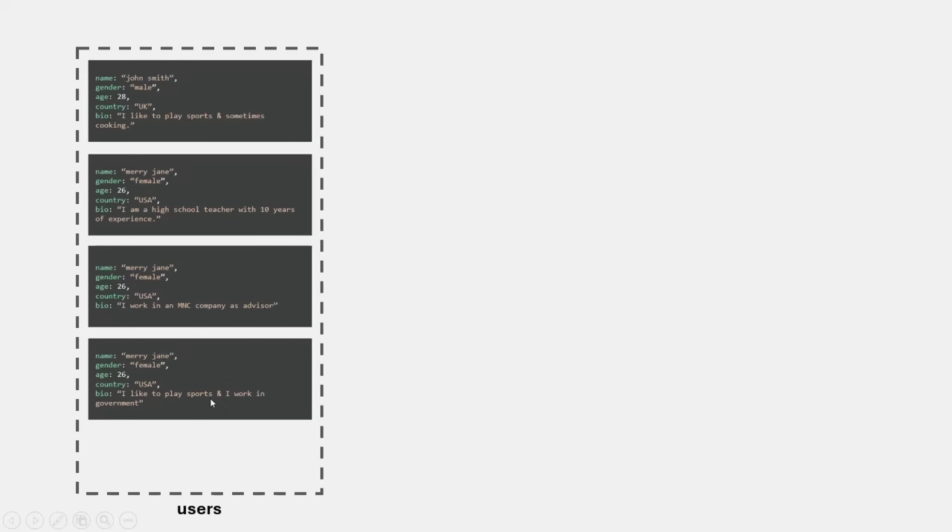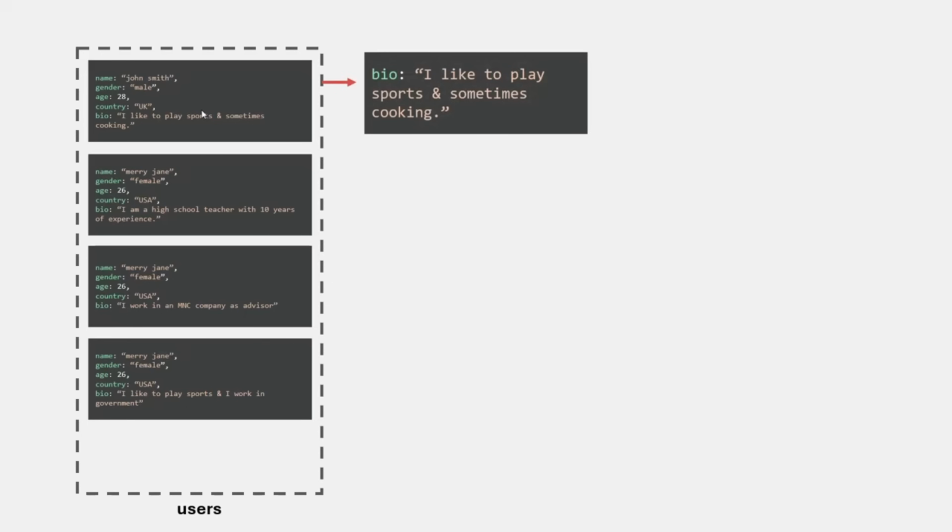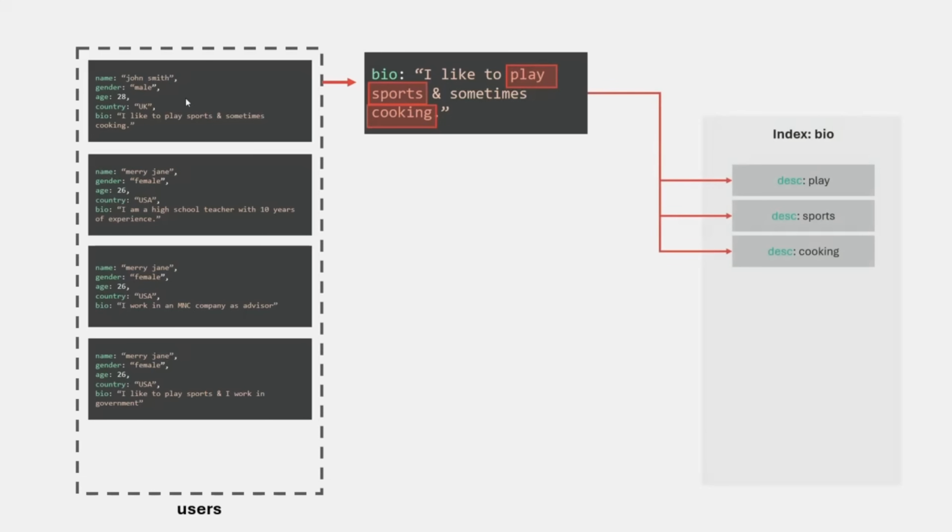So for example, for this first document, the bio field will look something like this. Now, when we create a text index on the bio field of this user document, what the text index does is it takes important words from the string value and creates an array with those words, and then it creates a multi-key index with that array, something like this.